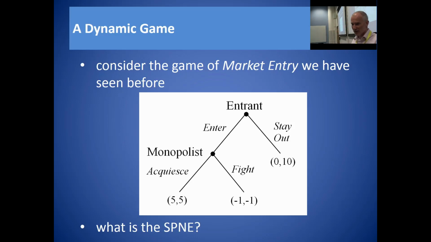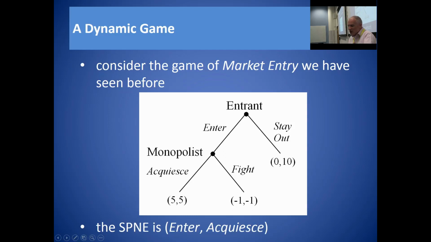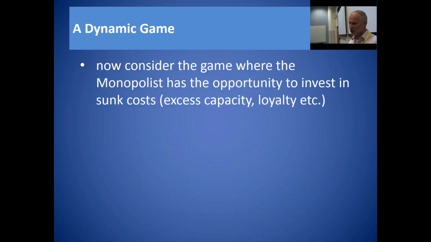This game of market entry that we've seen before, the only logical outcome when this game is played just once, the subgame perfect Nash equilibrium, is that the entrant enters the market and the monopolist responds by acquiescing. So the subgame perfect Nash equilibrium would be enter, acquiesce. So they both get a payoff of 5. Now, if you want to, you could formally identify that by the process of backwards induction. But you all know what that outcome is. So that's the game of market entry that we've seen before.